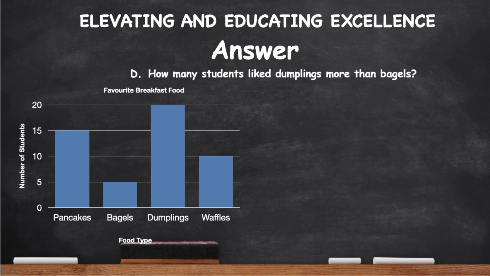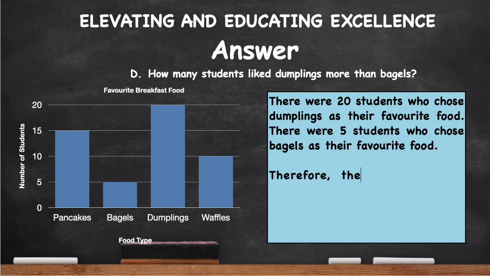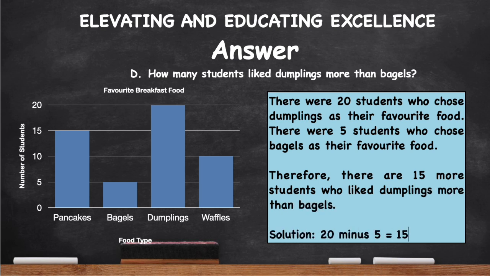D, how many students like dumplings more than bagels? There were 20 students who chose dumplings as their favorite food. There are 5 students who chose bagels as their favorite food. Therefore, there are 15 more students who like dumplings more than bagels.